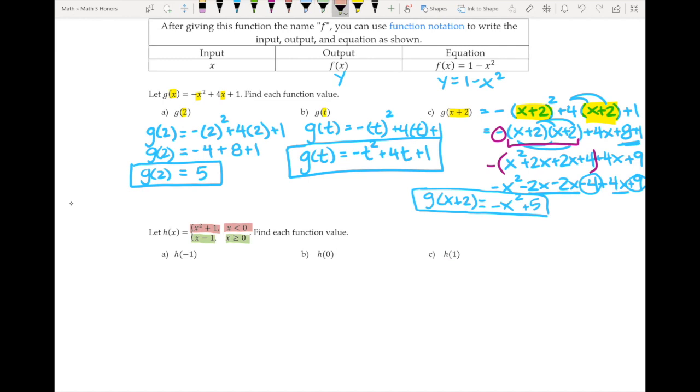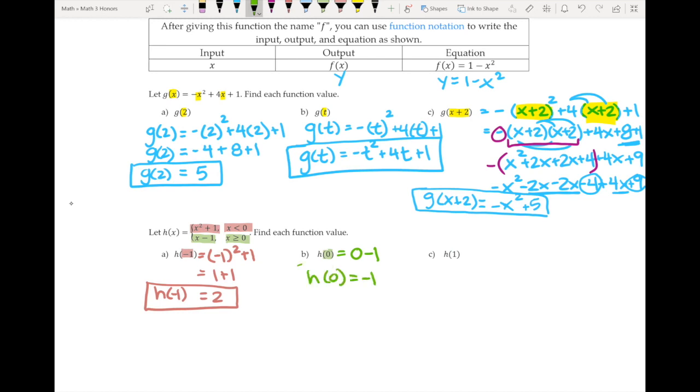So in this case, negative 1 is less than 0, so I'm going to have to use the x squared plus 1. So I will do my x is now a negative 1, so negative 1 squared plus 1. Negative 1 squared is a positive 1, plus 1, so we got a 2. h of negative 1 is 2. Next up, you've got h of 0, and 0 is in the greater than or equal to 0 section, so it's going to give you the function x minus 1. And your x value is now 0, so 0 minus 1 is negative 1.